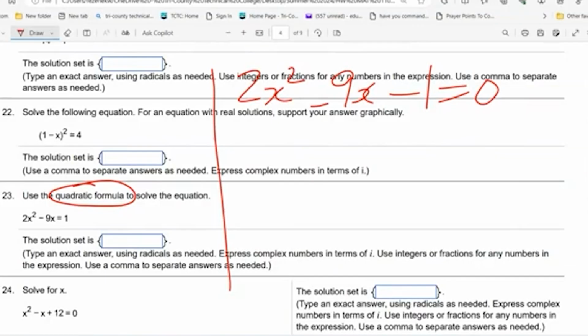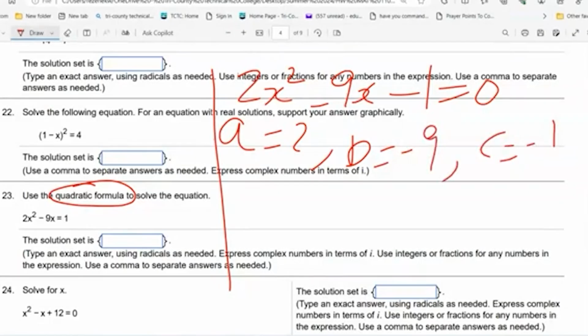The next thing is to find the coefficients. The leading coefficient is 2. The coefficient of the linear term is -9, and that is B, not A. So the coefficient of the linear term is -9. The constant term is -1.